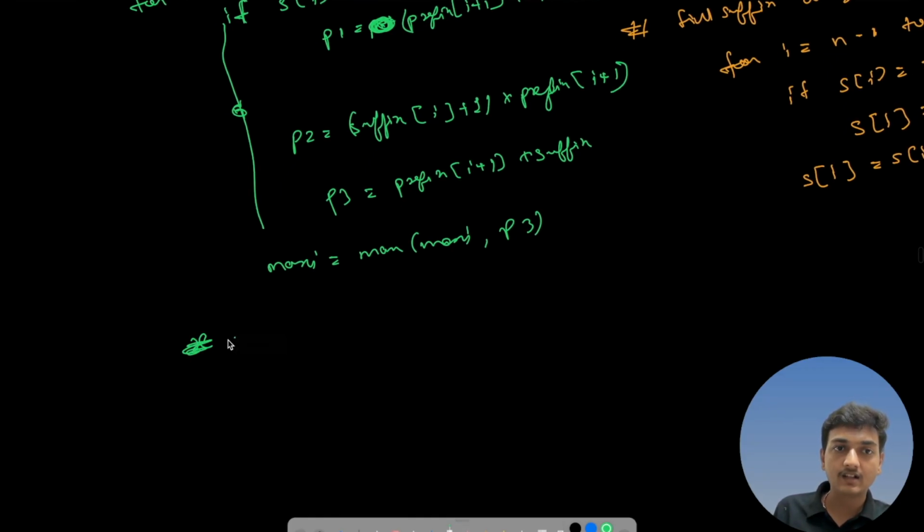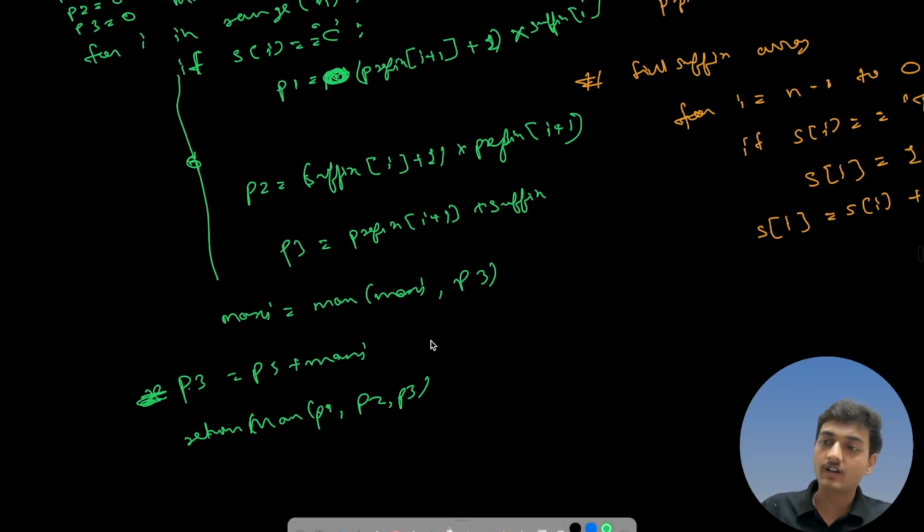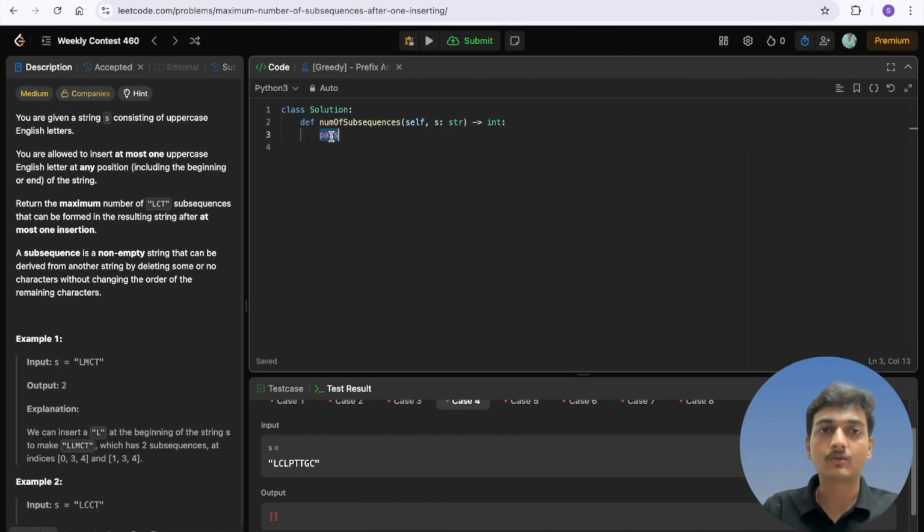So plan 3 equal to plan 3 plus maxi, and in the end I need to return the max of either plan 1, plan 2 or plan 3, because that will definitely work. I hope you got why we are doing all these things. Let's try to quickly write the code for it.